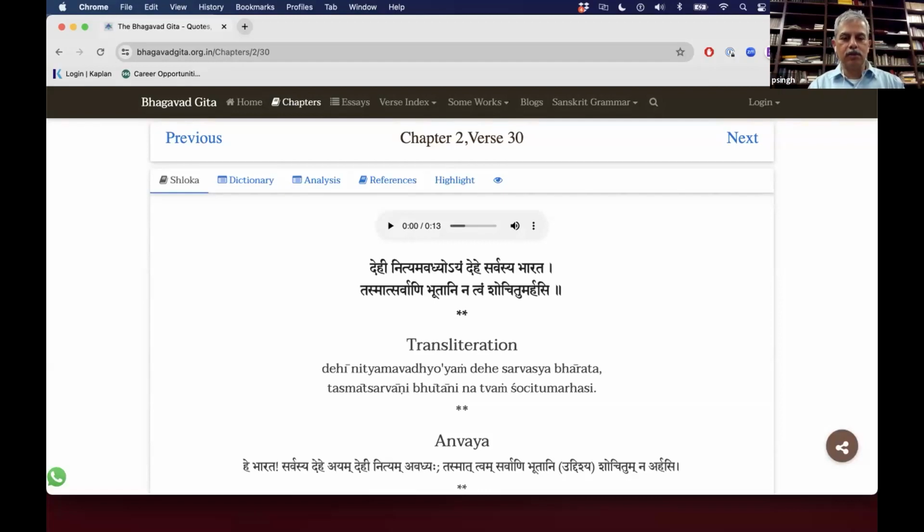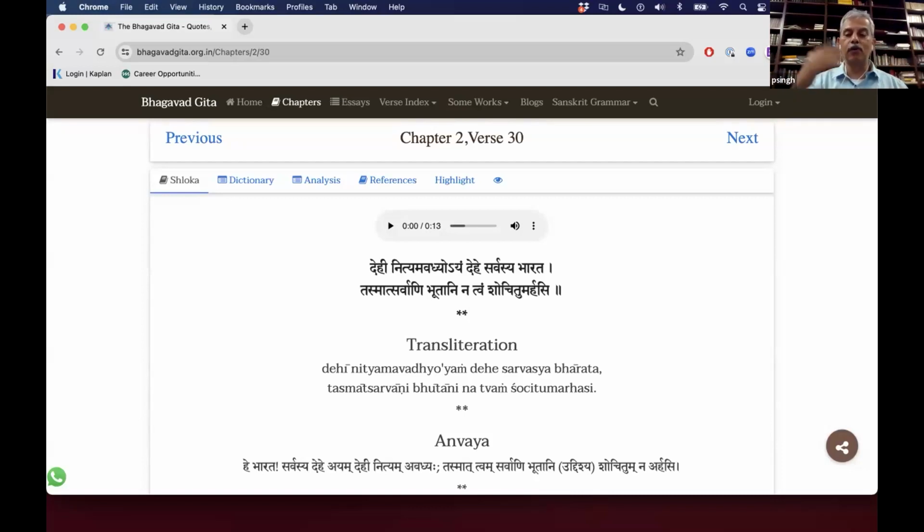So let's quickly talk about this. Dehi. Dehi will come again and again. Dehi is one who lives in the Deha, that is your Atman or your Purusha. The one who resides in the Deha. Dehi Nityam. Dehi is Nityam, it is eternally abiding. It will never die. Dehi Nityam Avadhyo. Avadhyaha, when you connect it, becomes Avadhyo because of the Sandhi. But Avadhya is that which can never be killed.